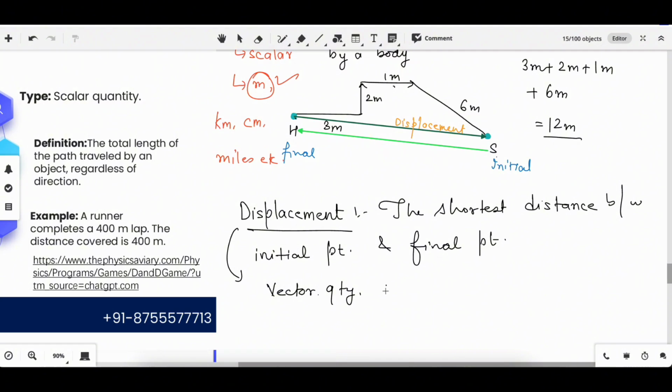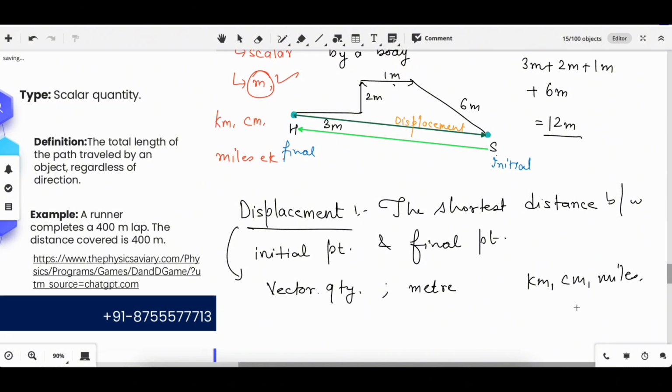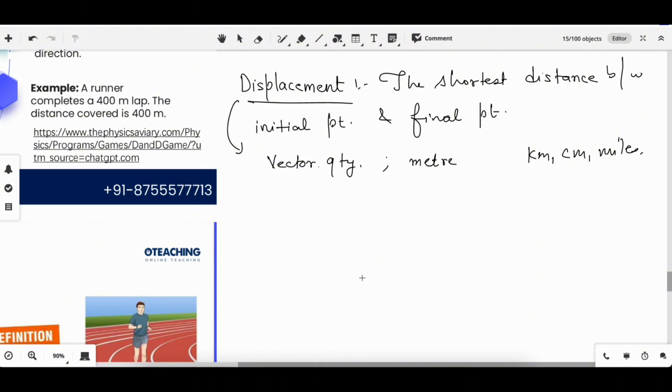Okay. Its standard unit, the SI unit in which you measure the displacement, is meter. The other units could be kilometers, could be centimeters, could be miles, etc. Now the thing is, can you have a positive displacement, negative displacement, and zero displacement? Yes, the answer is any quantity which is vector, it could be positive, it could be negative, it could be zero.